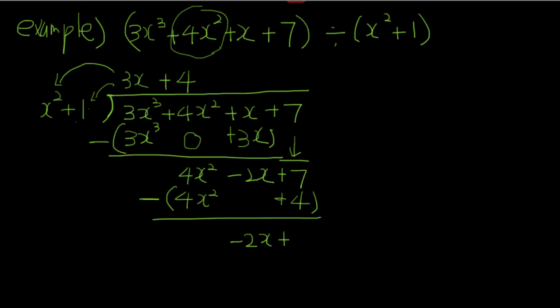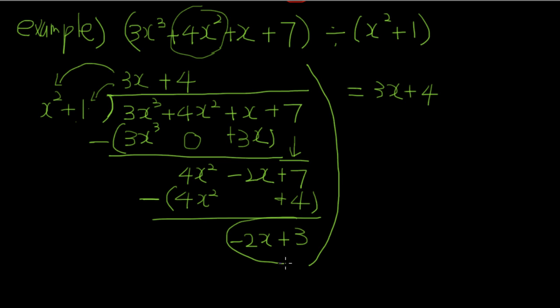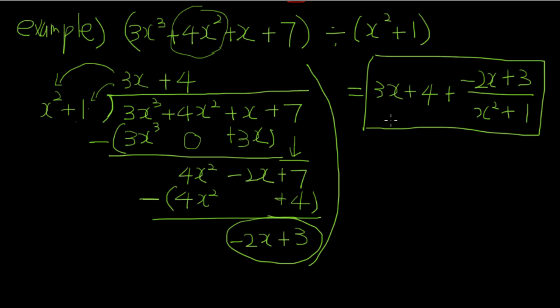3. This is the result. If I put the answer of this right about here, our answer would be the quotient, which is 3x plus 4. But this remainder, which is negative 2x plus 3, has yet to be divided by x squared plus 1. Now that's going to be our final answer. Right? That's going to be our final answer. All right.